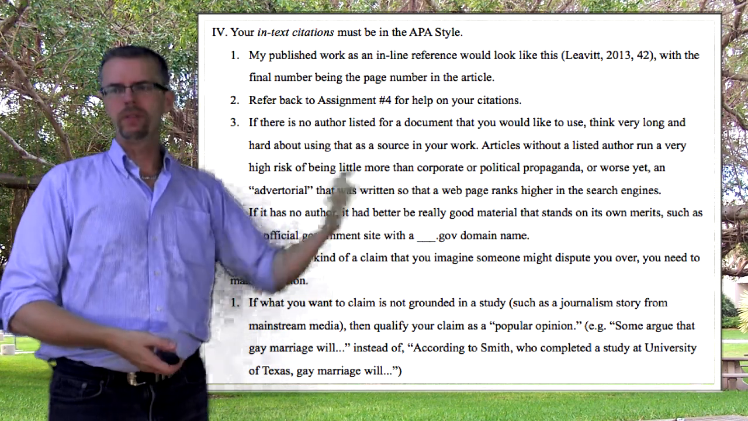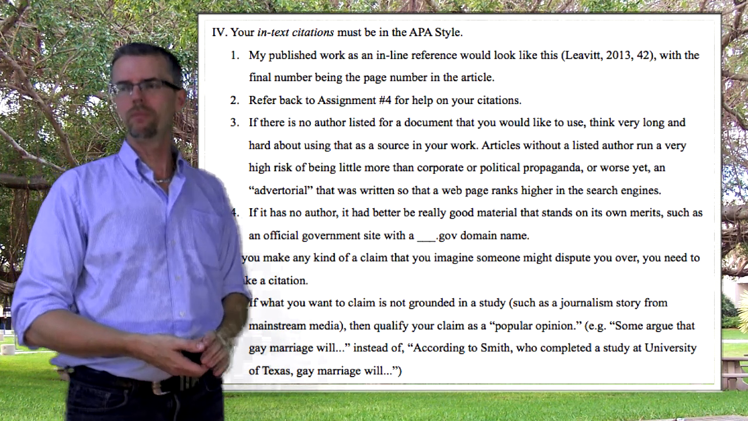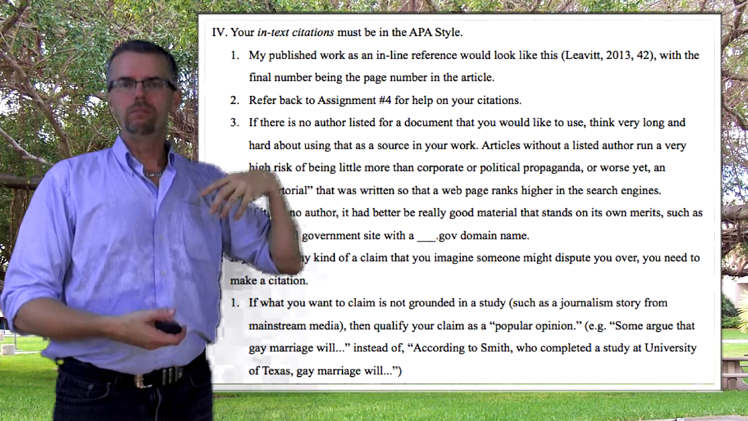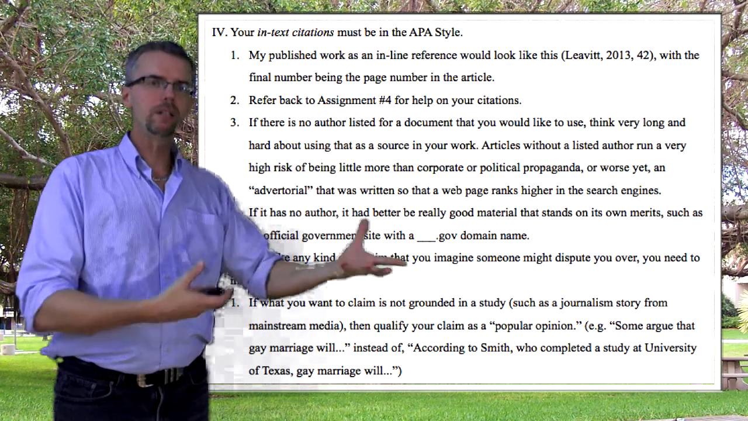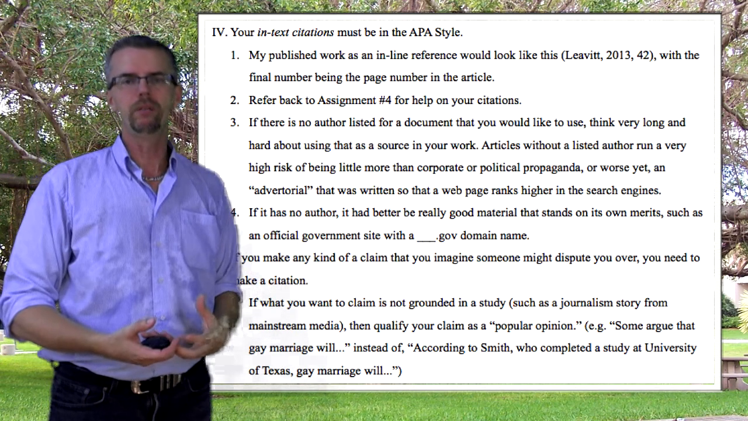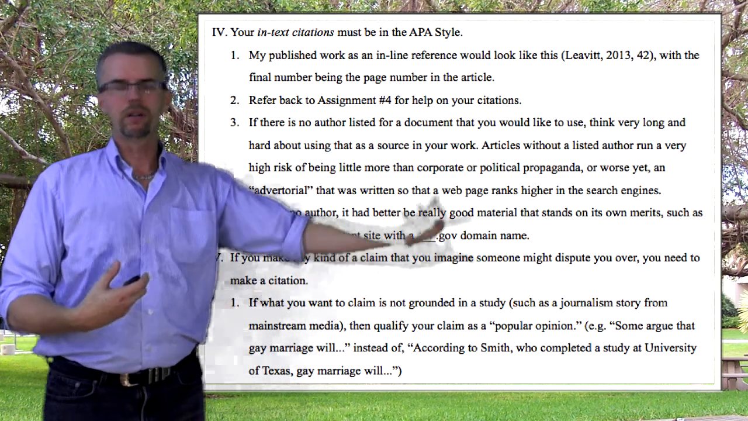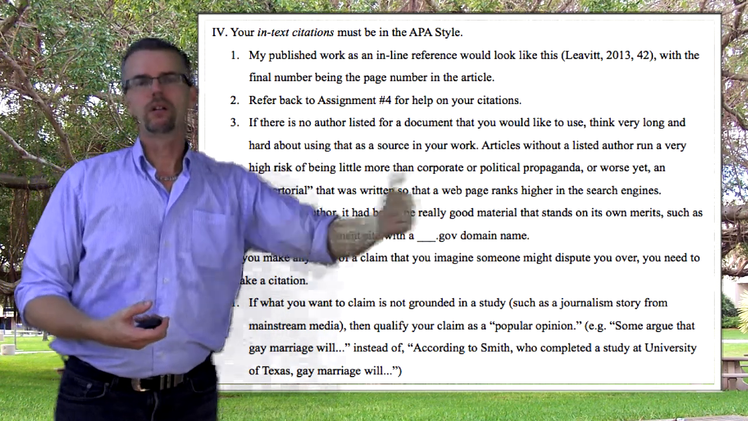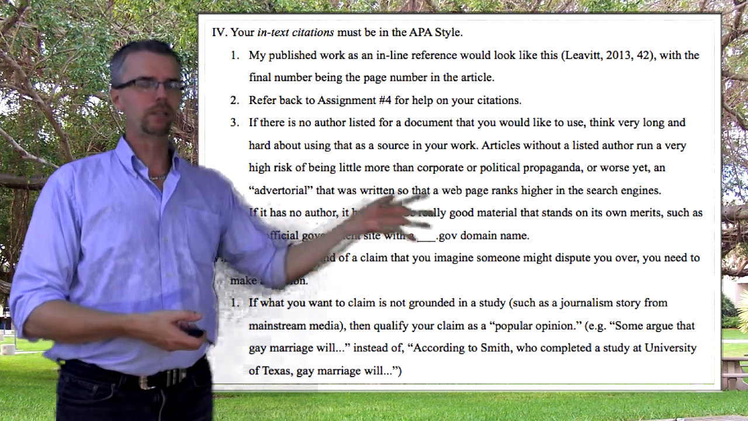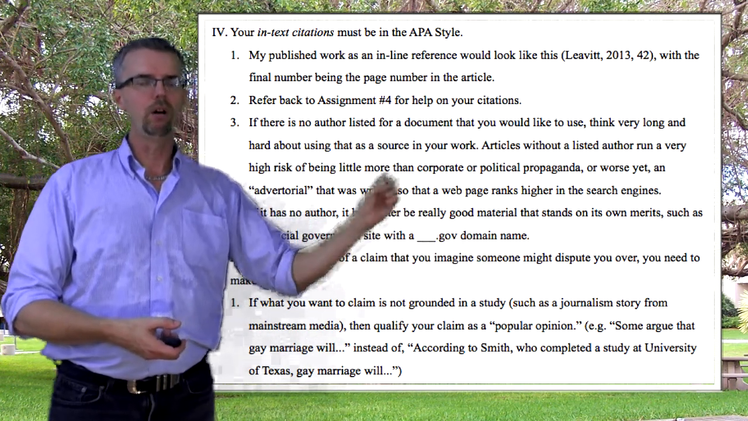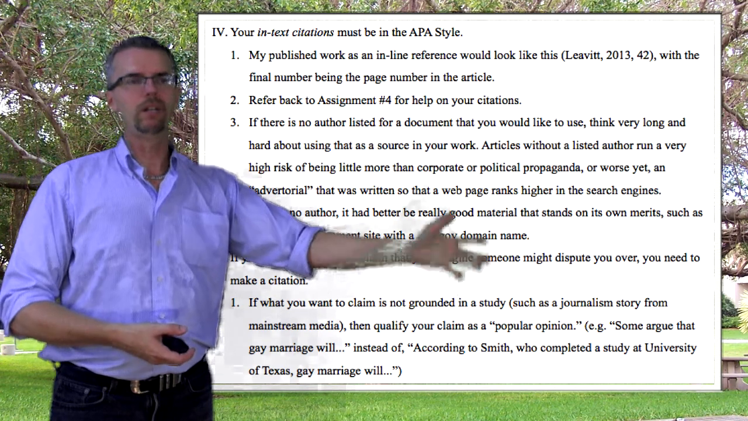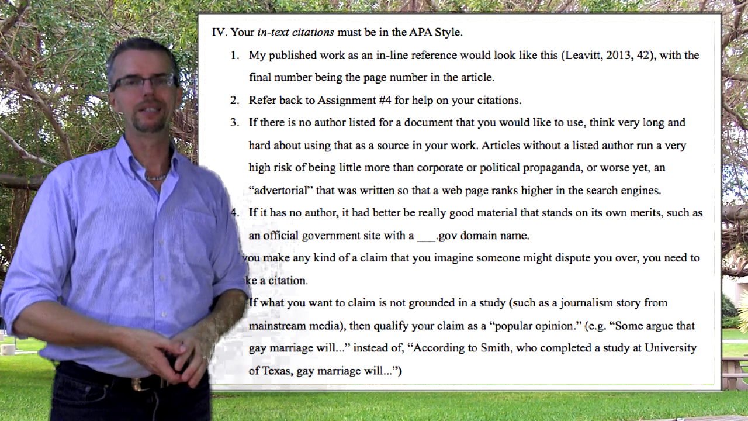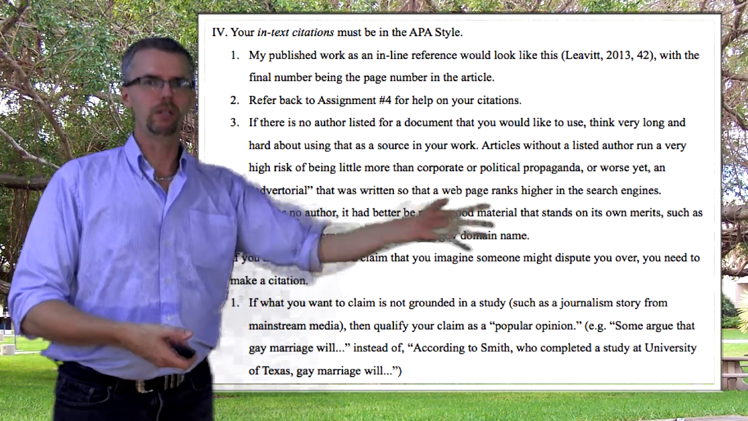Part number 5, if you make any kind of a claim that you imagine someone might dispute you over, you need to make a citation on that claim. And it's very tempting to make a claim because we do it in speech all the time. And it's very casual at a dinner conversation. We'll say, but I remember this study which said that there is a high incarceration rate for blacks. You can't make that statement in a research paper without saying who said it. You saying it alone is not sufficient. You have to support your claim with the claim that somebody else made in a peer-reviewed publication source.